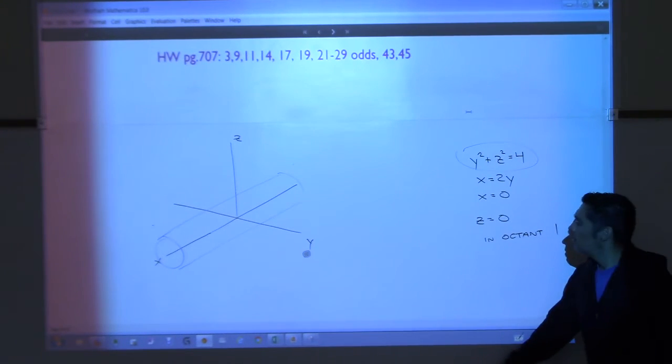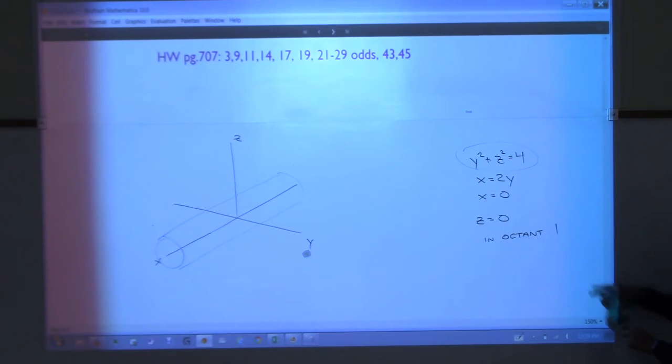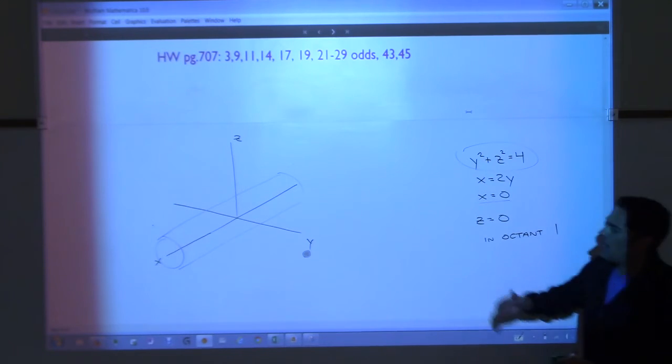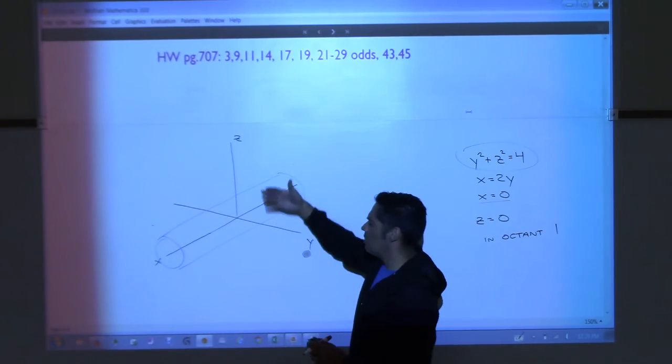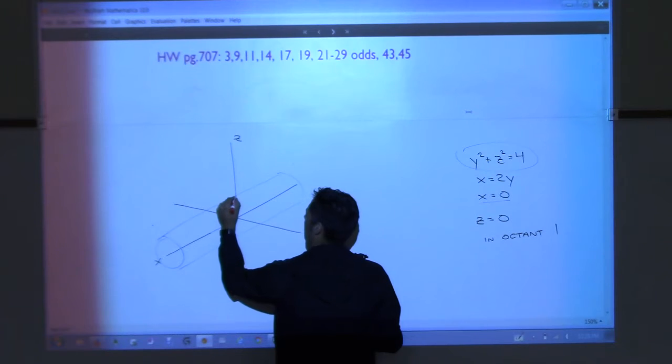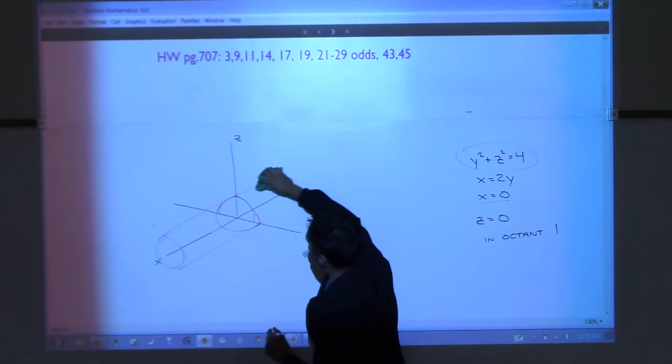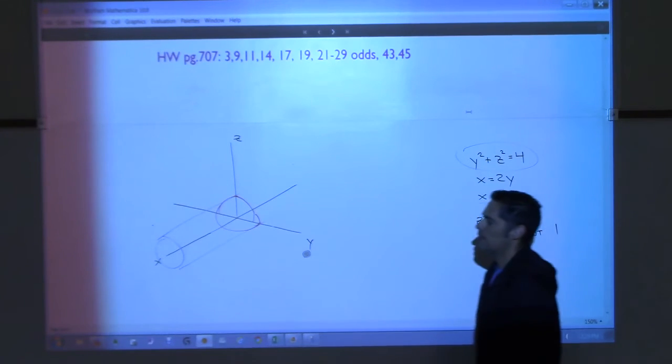Okay. How about x equals 0? Let's do that one next because it seems pretty straightforward. X is 0 is the YZ plane. That's the back wall, isn't it? So that actually cuts my cylinder off back there, doesn't it? It cuts my cylinder in the back. So I can actually take that back off probably.